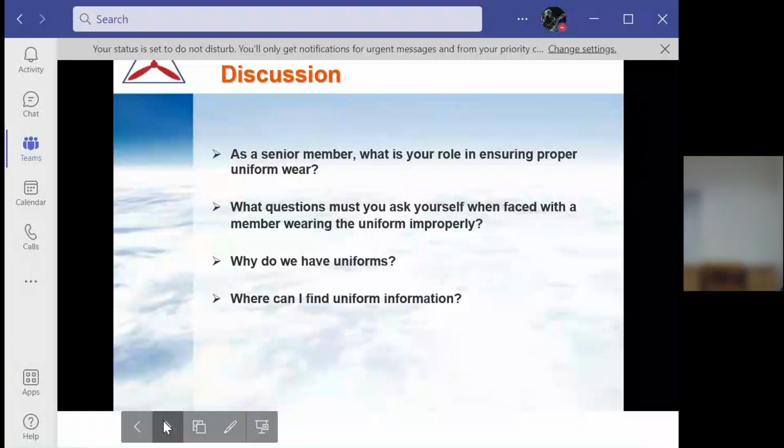Where can you find uniform information? Obviously, you found your uniform. The regulation information. So it's probably the CAP regulation. I don't know what it is, like 60-3. Not close. Okay, I don't know that. 39-1. I know the Army one.